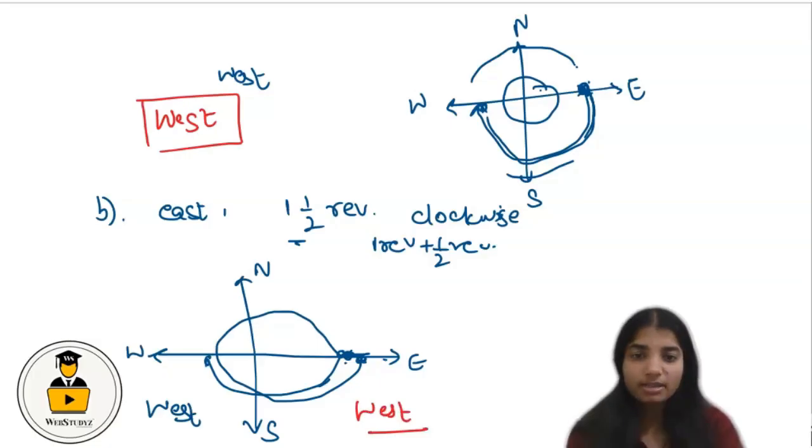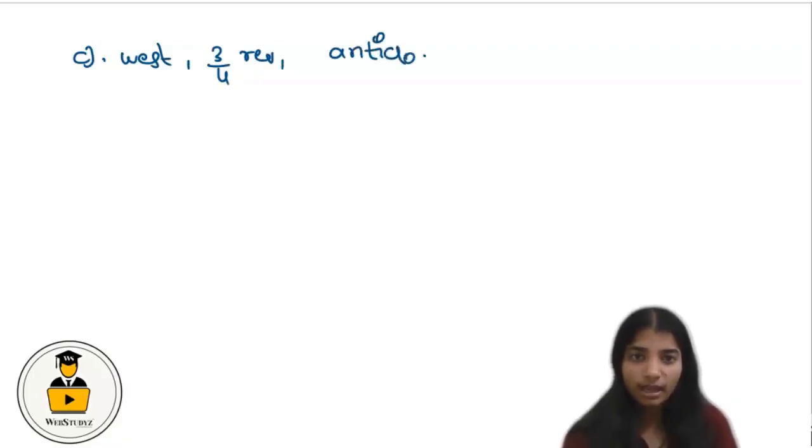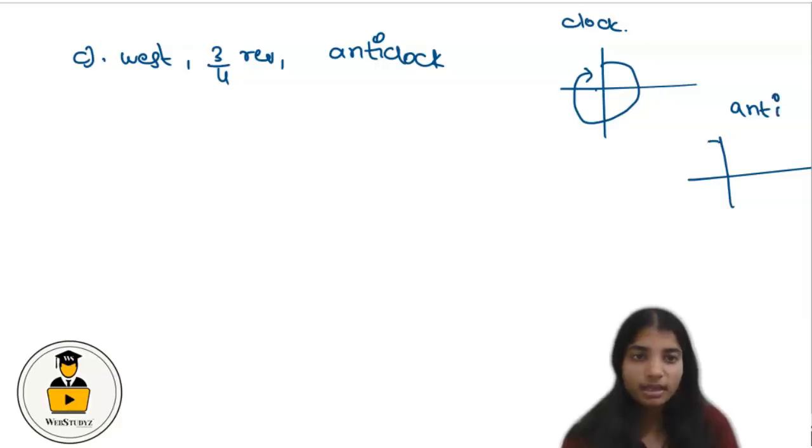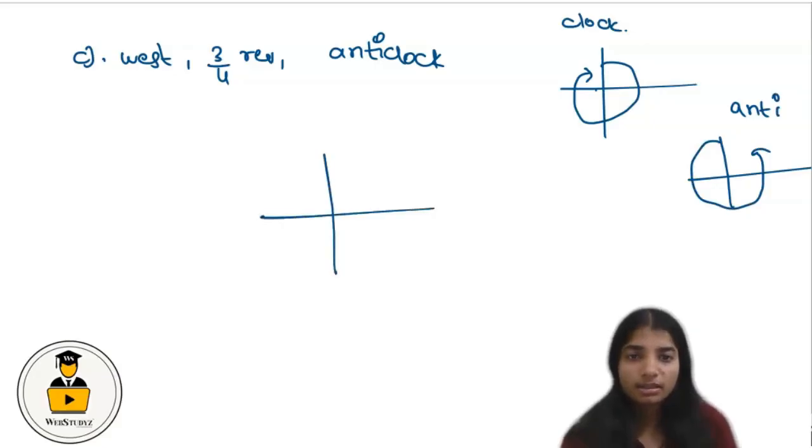Now let's move to the next part. Here in this part we are given west and make 3/4 of a revolution in the anti-clockwise direction. Look here, if we start from here and move like this, it is clockwise, and if it is given that it is anti-clockwise, it will move opposite to the clockwise direction. It is given that it is at west. This is north, this is south, this is west, and this is east. From west it will cover 3/4 of this revolution.